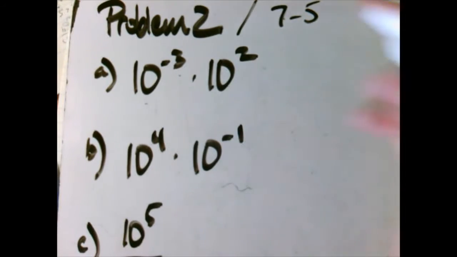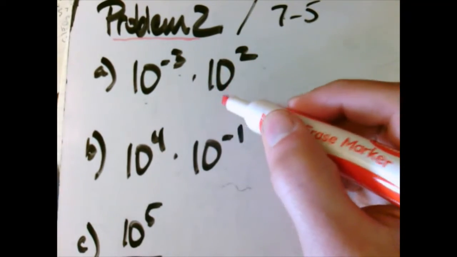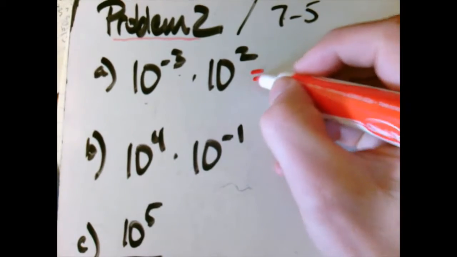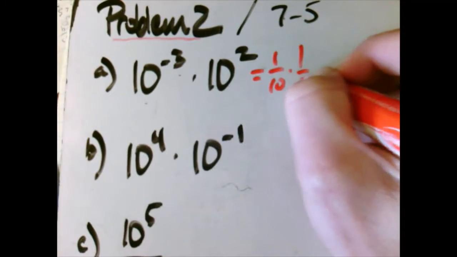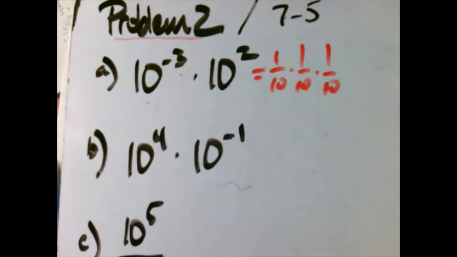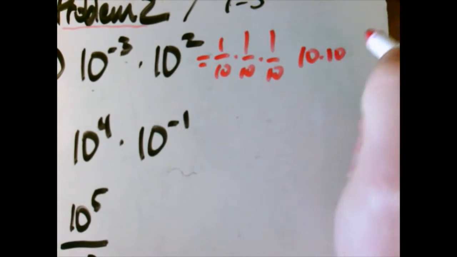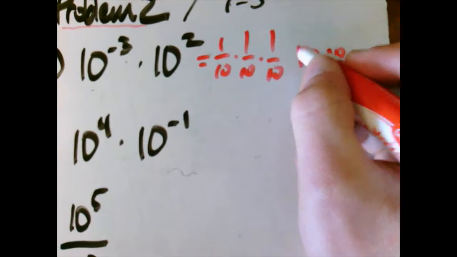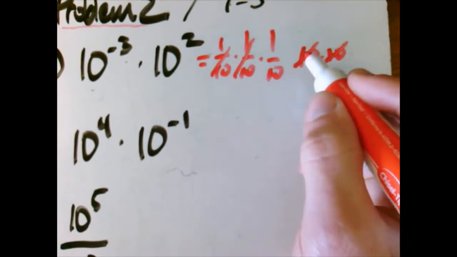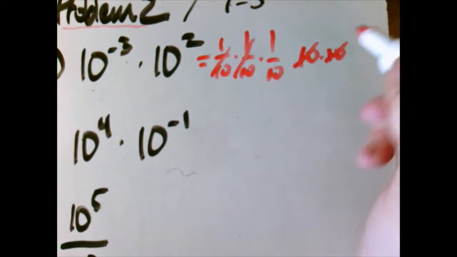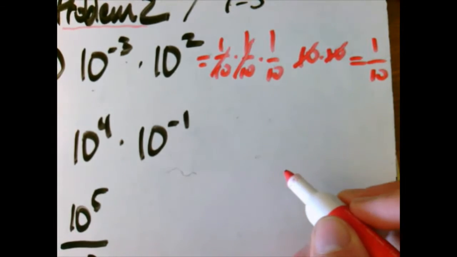In our first problem, for problem number 2, I labeled it A. It says 10 to the negative third times 10 to the second. There are a couple different ways that you could show this work. A negative exponent means a fraction, and so there are 3 of them being multiplied. The 10 to the second means 10 times 10, so we'll be multiplying them. The 1 over 10s and the 10s would just cancel. Two of the 1 over 10s would cancel with 2 of those, and so we're left with just 1 over 10. Now the directions said to write your answer using an exponent.